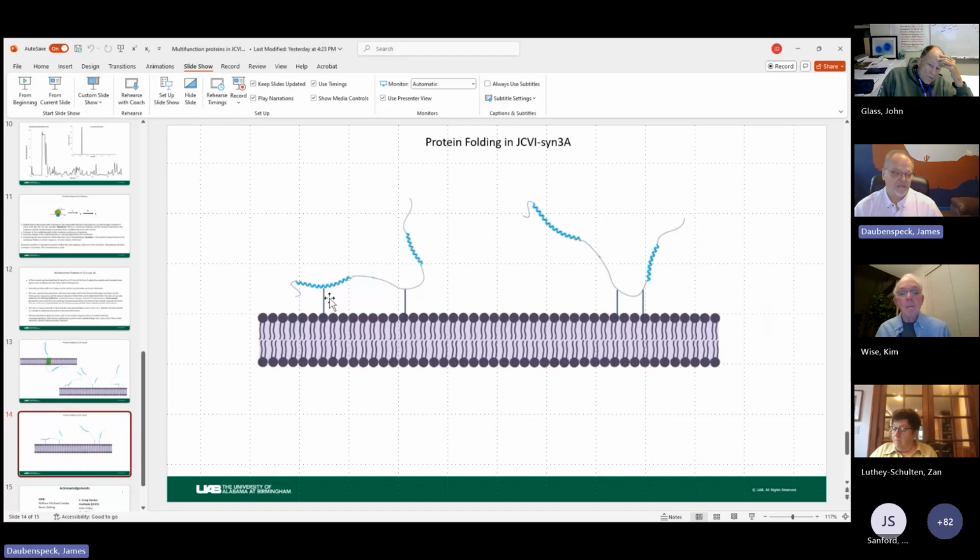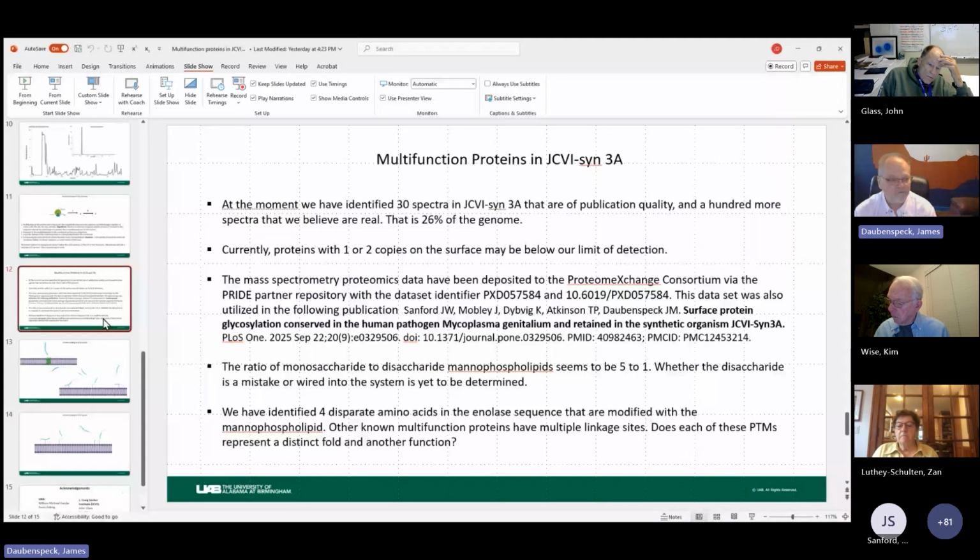And we have multiple examples of this. Enolase is that way, EFTU is that way, where we find multiple sites for this modification on these proteins. Like I said, this data set is published. Y'all can go look at it if you've got mass spec software and are curious.